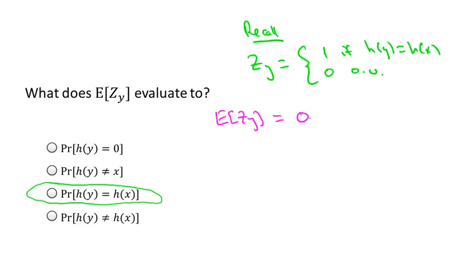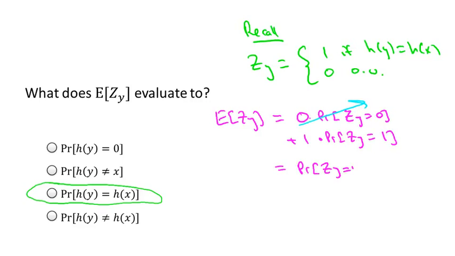And then we just have to compute expectations. So one way to compute the expected value of the 0-1 random variable is you just say, well, there are the cases where the random variable evaluates to 0, and then there's the cases where the random variable evaluates to 1. And of course we can cancel the 0. So this just equals the probability that Z_y equals 1. And since Z_y being 1 is exactly the same thing as x and y colliding, that's what gives us the answer. Okay, so it's the probability that x collides with y.